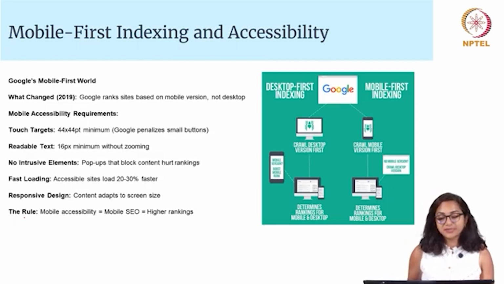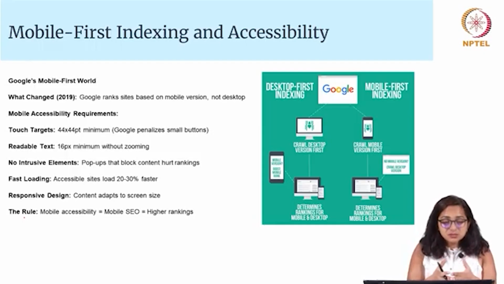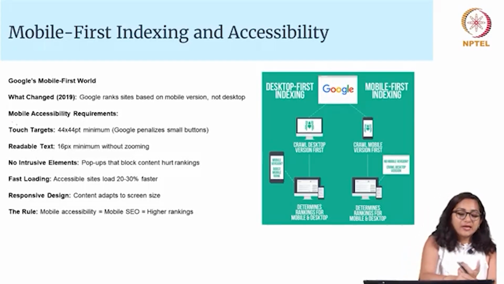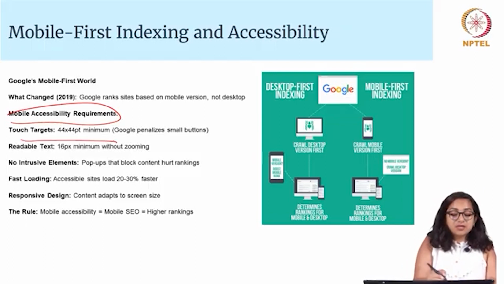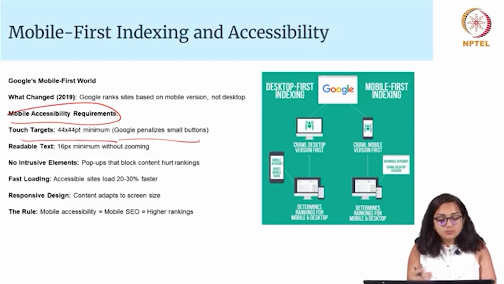Mobile first indexing and accessibility. So, Google's mobile first world. In recent years, it is very evident that Google ranks sites based on their mobile versions and not just the desktop version. So now we have to ensure mobile accessibility also. And if the touch targets are small, Google penalizes small buttons, and your rankings will be lower.